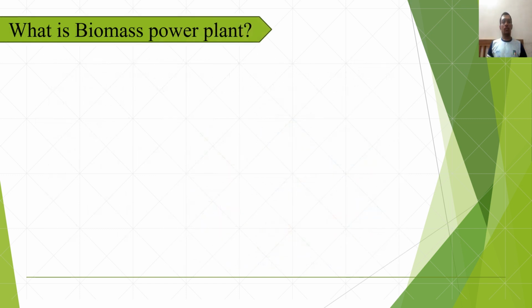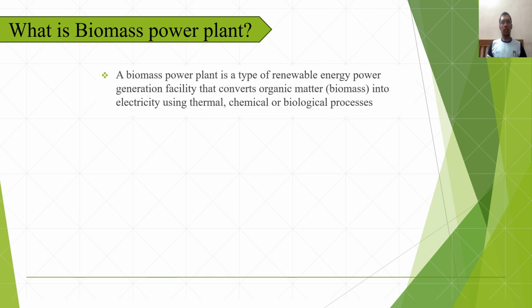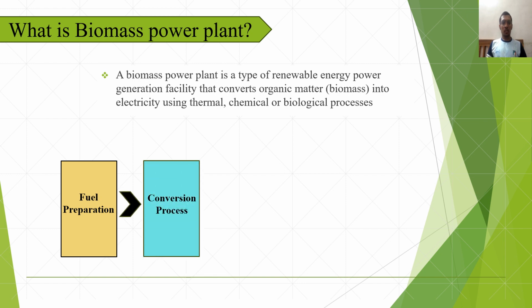Next, what is a biomass power plant? A biomass power plant is a type of renewable energy power generation facility that converts organic matter into electricity using thermal, chemical, or biological processes. First step is the fuel preparation. Biomass fuel such as wood chips or agriculture residues is processed to remove impurities and ensure uniform size, optimizing combustion efficiency. Second step is the conversion process.